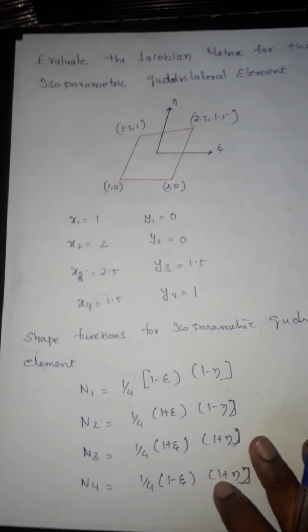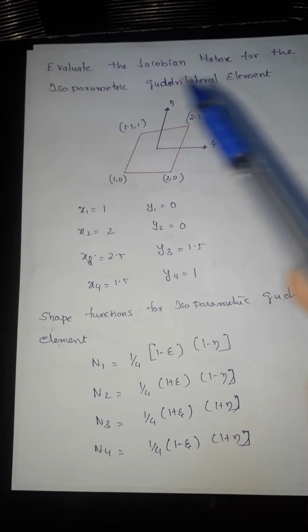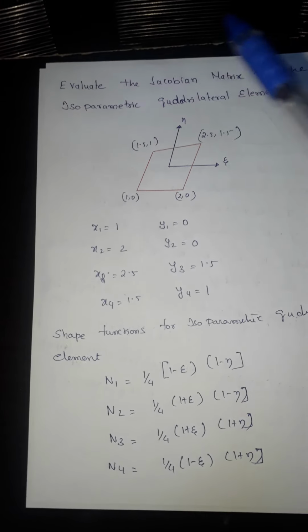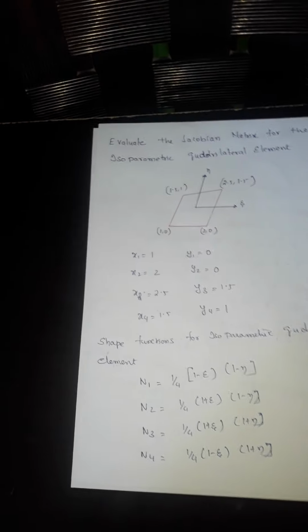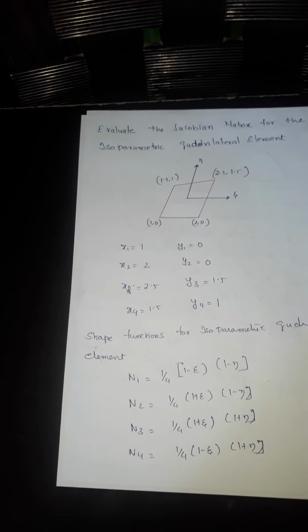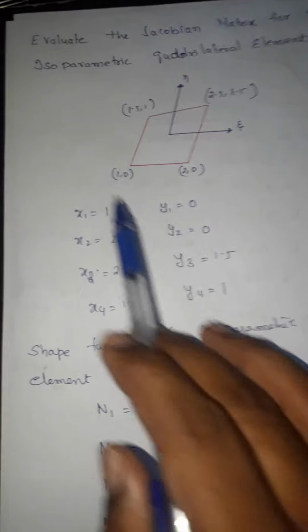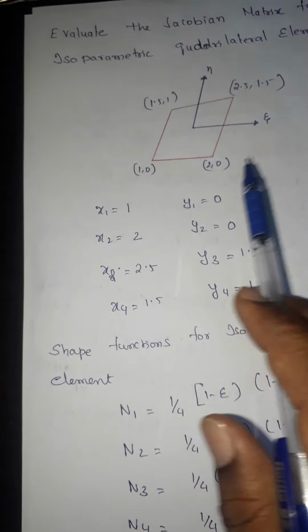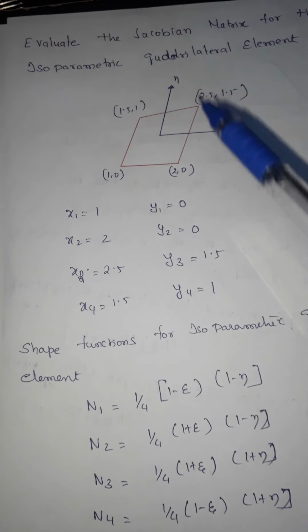Now we are going to see one more problem, that is, finding the Jacobian matrix when the eta and epsilon values are not given. What do you have to do, how do you get the Jacobian matrix when eta and epsilon are not given? This is the formula, this is the diagram. Their coordinates are given at the 4 points of this quadrilateral element. These are the coordinates I have written.